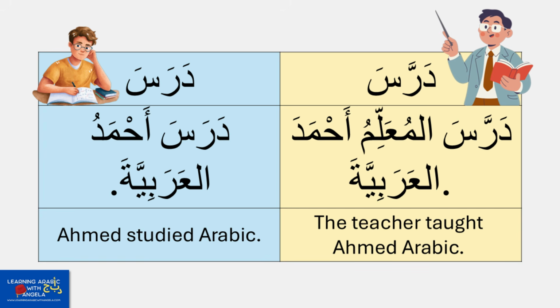In the first sentence, درس أحمد العربية. Ahmad studied Arabic. He's doing the studying. In the second sentence, درس المعلم أحمد العربية. The teacher taught Ahmad Arabic. Or if we think about it literally, the teacher made the student study. Can you see the pattern?